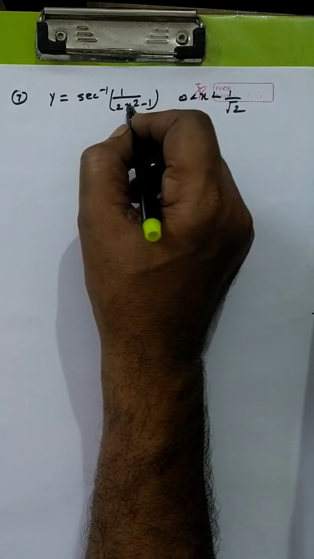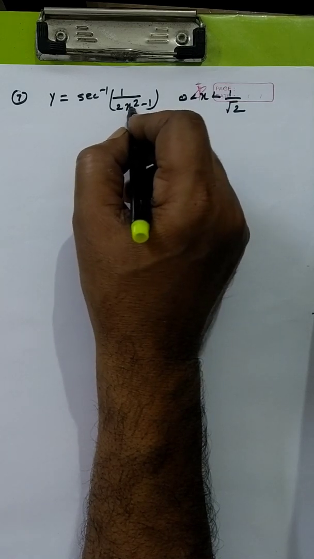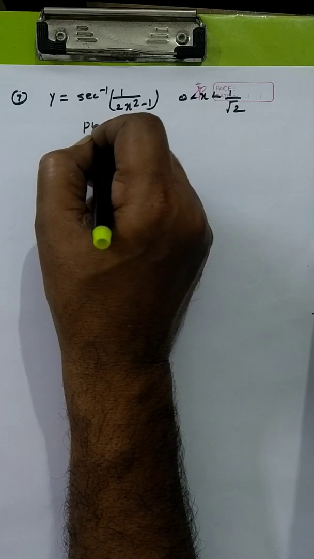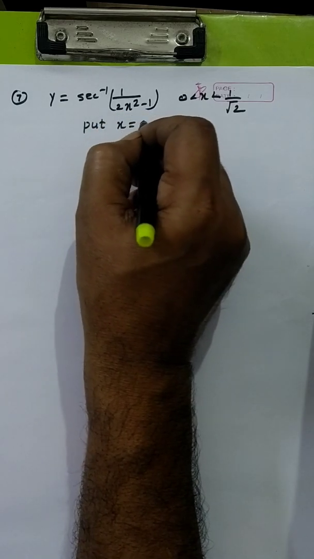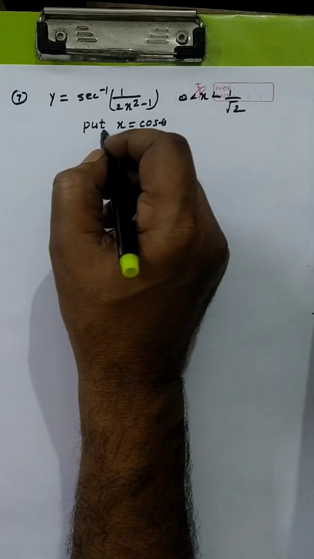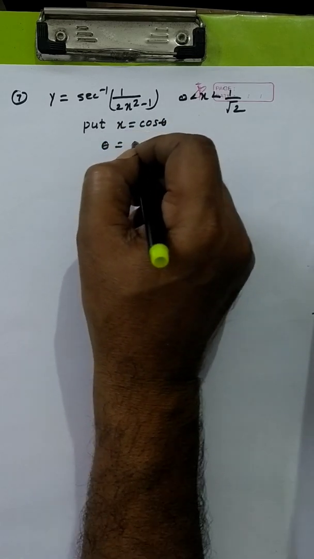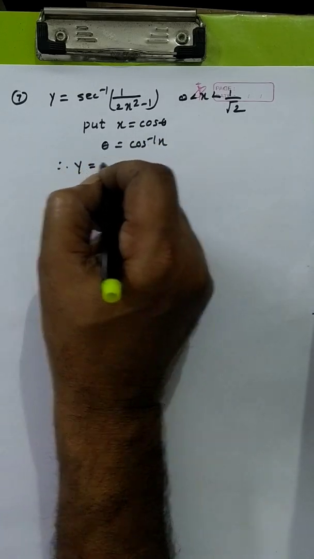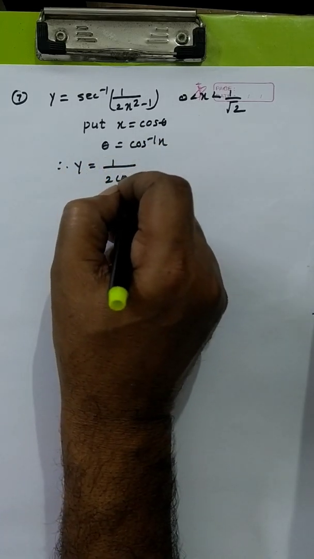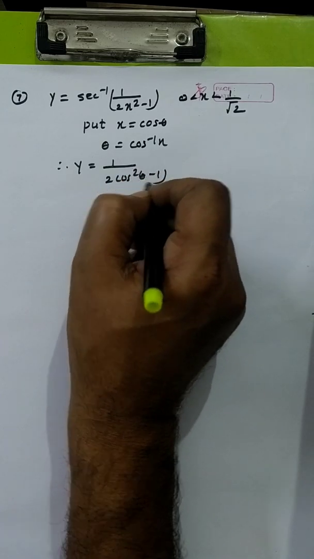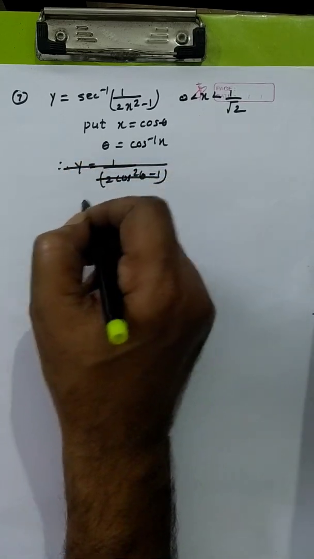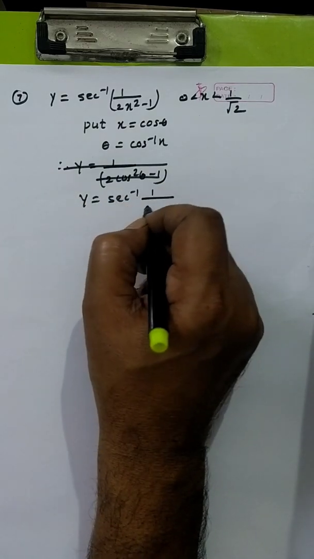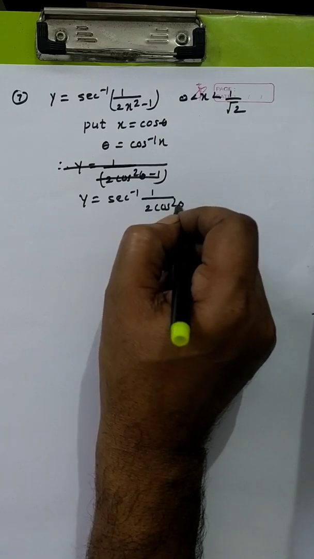Now, this 2x square minus 1, it is like 2 cos square theta minus 1. So, instead of x, you can put cos theta. So, I will write here, put x is equal to cos theta. So, theta will be cos inverse of x. Therefore, y will be sec inverse of 1 divided by 2 cos square theta minus 1.